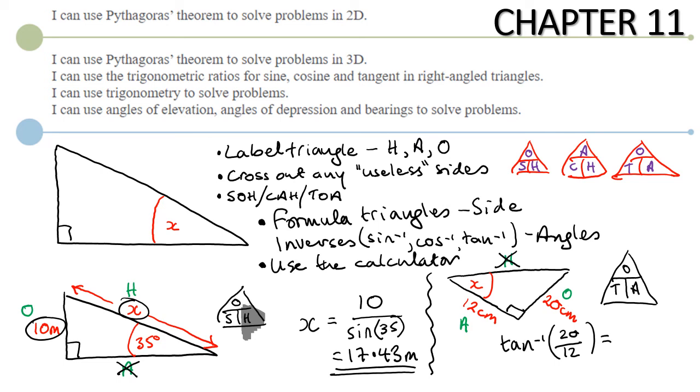So shift and tan, press the fraction button, 20 over 12, close the brackets, and I get 59 point, if I round it, 59.04. Now this is degrees because I'm finding an angle.